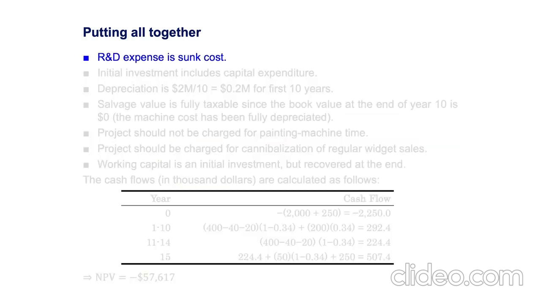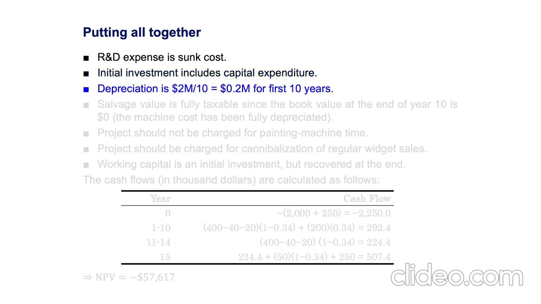Let's go down the list to identify each piece of the cash flow for this project. It's incremental cash flow. The R&D expense is sunk cost. It should not be included, of course. CapEx of $2 million for the machine is a cash outflow in year 0. Of course, that should be included. Depreciation of $2 million over 10 years, that is $0.2 million for each year from year 1 to 10, that's for tax purposes.